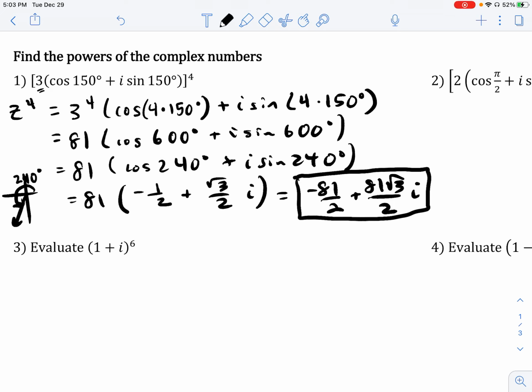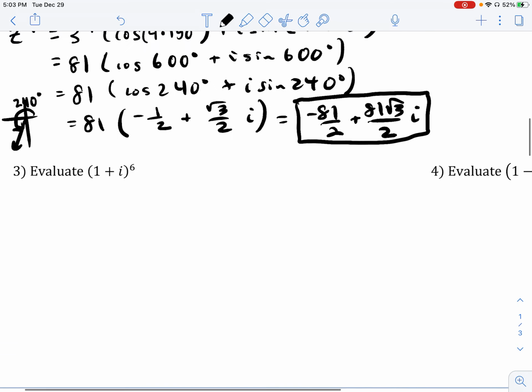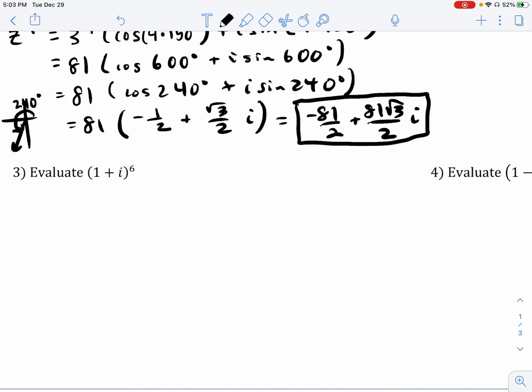So there's our power. So that is this complex number that's written up here, this complex number raised to the 4th power. And there it is written in standard form. Let's try another example, but this time we have the number that's already written for us in standard form. So what we're going to want to do, since this number is written in standard form, is to first write it in trigonometric form. So 1 plus i, think about where that number is.